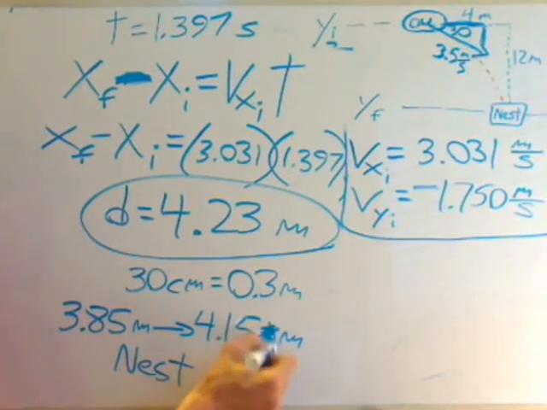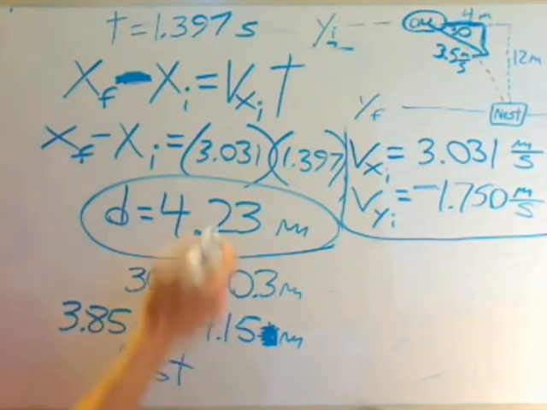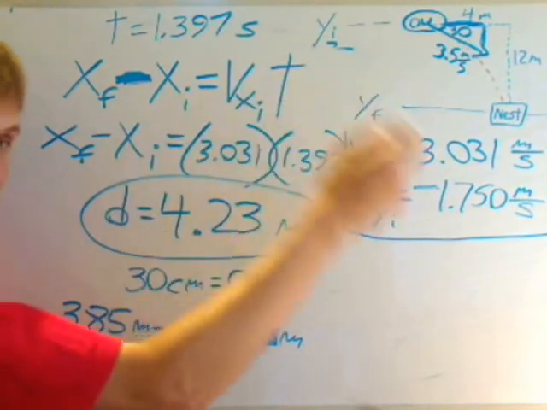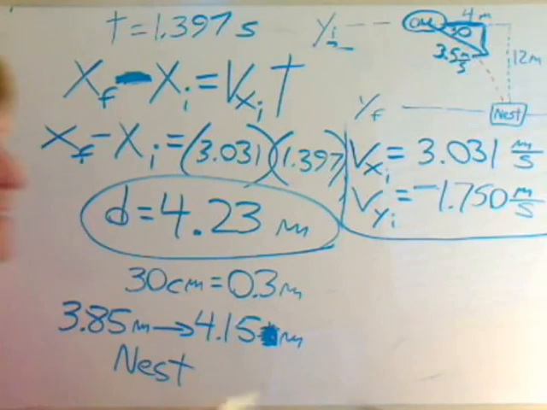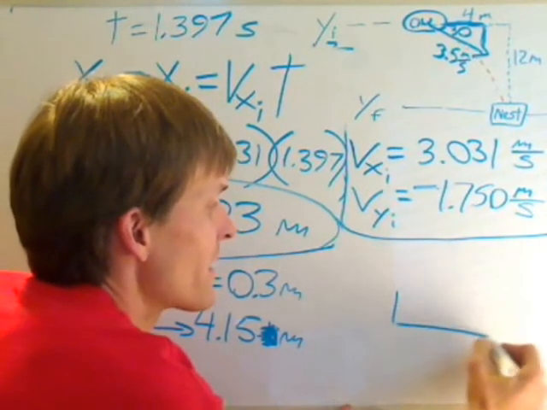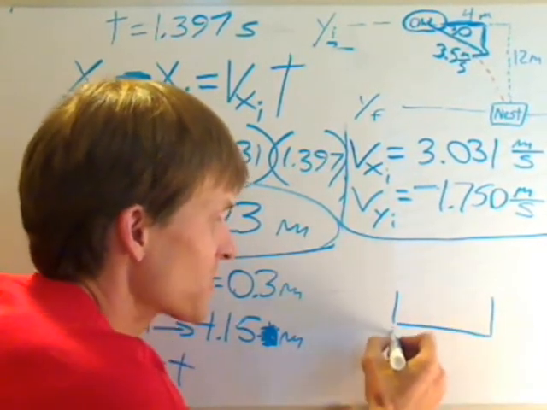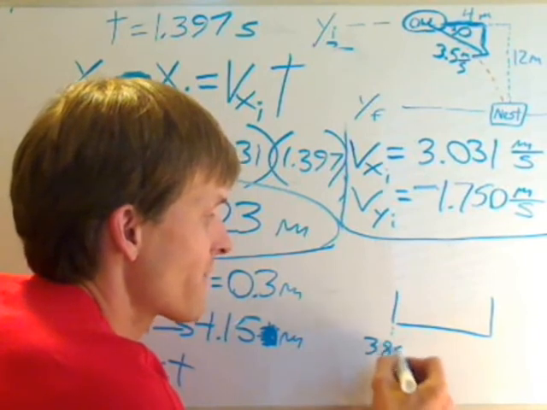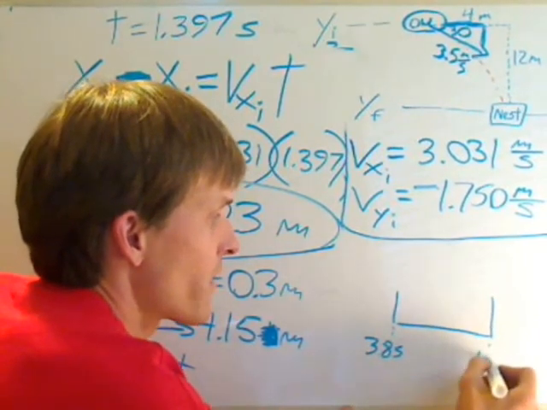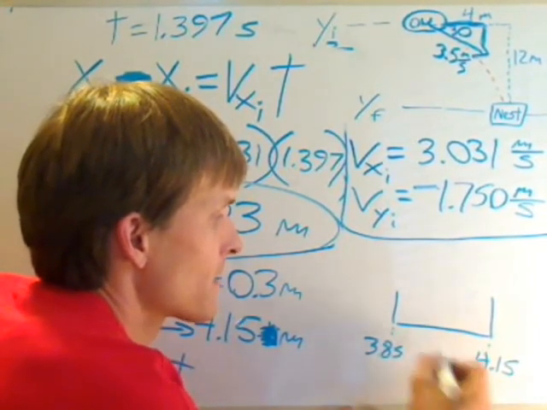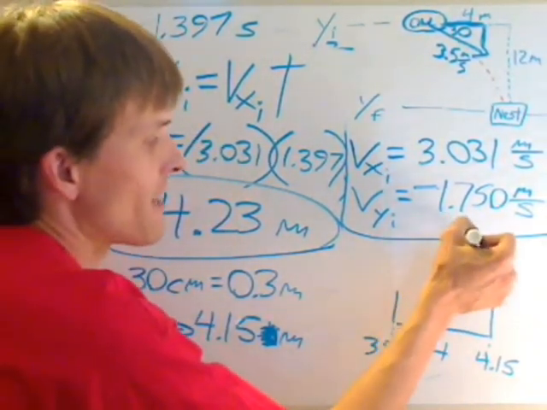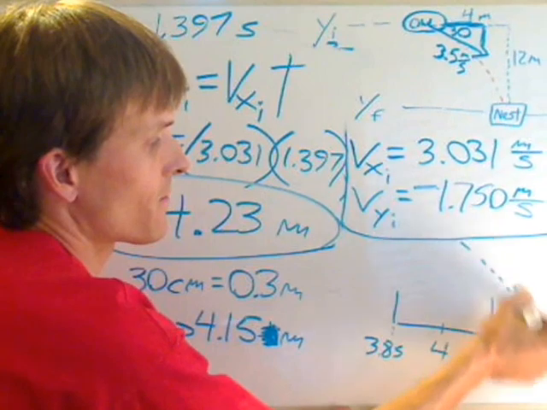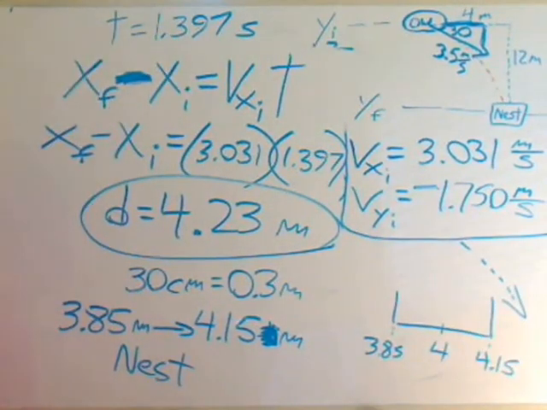And so if the mouse landed somewhere in this range, it would end up in the nest. But we found that the mouse actually lands at a distance of 4.23 meters. So it misses the nest. So here's our nest then. And this position was 3.85. This position was 4.15. And this was 4 there. Well, the mouse actually lands somewhere right over here. Okay, so it misses the nest then.